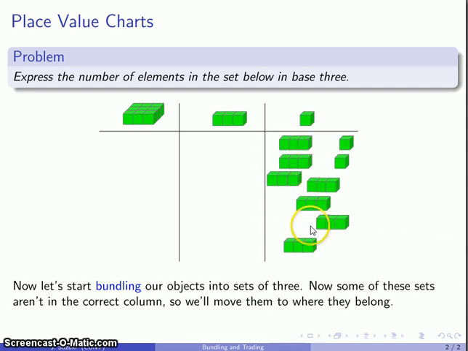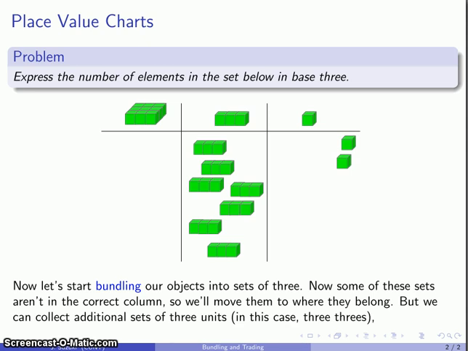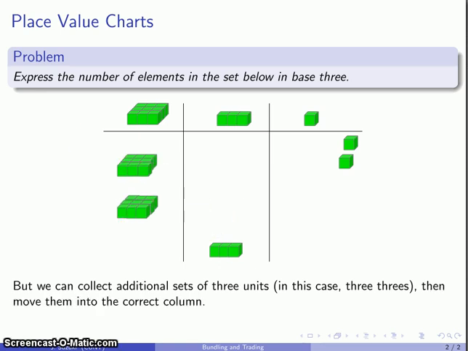So we've made our bundles, and now we're going to trade them up to the next place. So I'll move them to where they belong. And once again, we can start to collect additional sets of 3. This time, these are the units that I'm collecting, so I'm going to take this set of 3 here and another set of 3, and I'm going to bundle them, and once again, these bundles are not in the right place, so let's move them to where they belong.